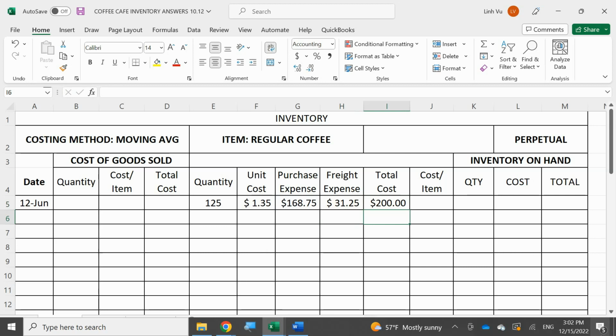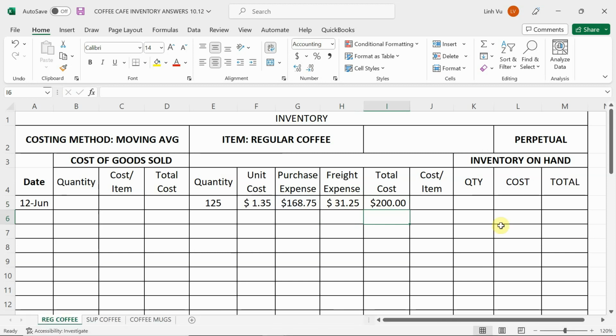What costing method am I using for my regular coffee? Regular coffee. Your regular coffee is moving average. It's moving average. So therefore, when I carry my values over, right, what column are we going to be constantly using? Okay, so quantity, I right now have 125 pounds. My total cost is going to be $200.